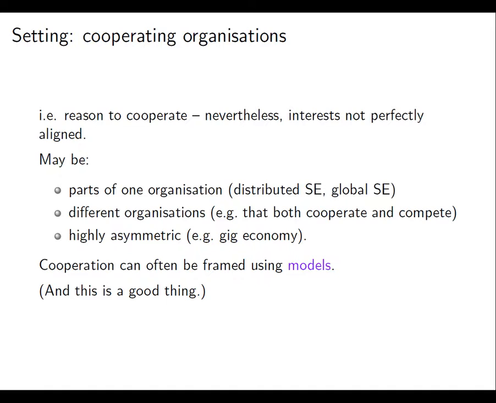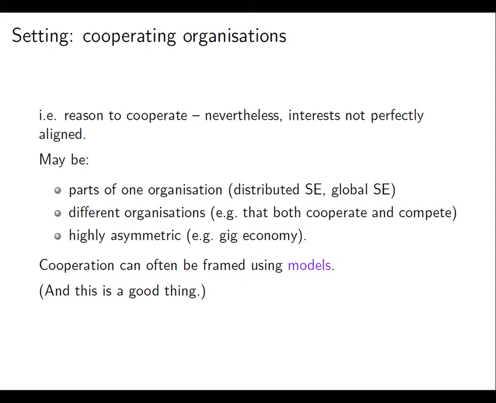The setting we're going to work in is cooperating organisations, by which we mean organisations which have some reason to cooperate, and nevertheless which have interests which are not perfectly aligned. This arises in a number of different kinds of settings. We might be talking about parts of one organisation which are in some way distributed, and so literature on this turns up under the headings of distributed software engineering, or on a larger scale, global software engineering. We might be talking about different organisations, organisations which in some settings cooperate and in other settings compete, and which therefore want to be quite mindful about what information they do and do not share between one another.